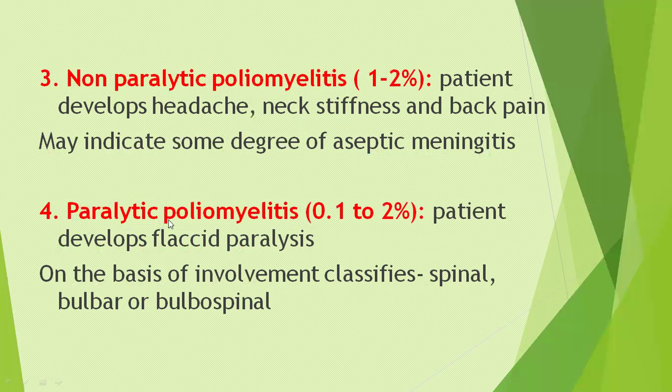Next, the fourth one, paralytic poliomyelitis. This is a flaccid paralysis. Here only 0.1 to 2% of cases develop the flaccid paralysis. Based upon the site of involvement, poliomyelitis may be either spinal, bulbar, or bulbospinal.